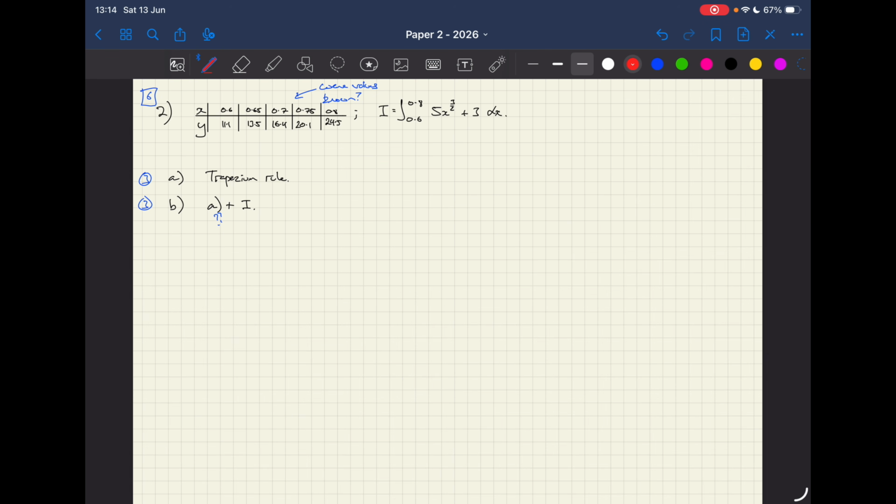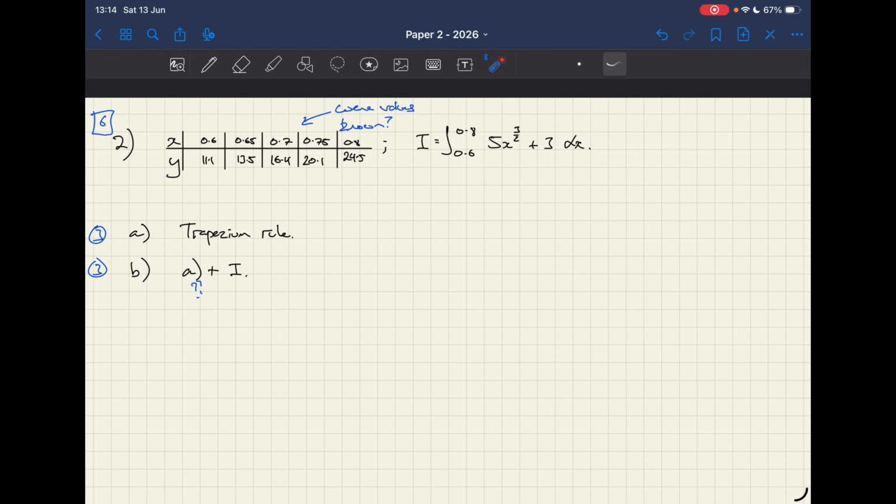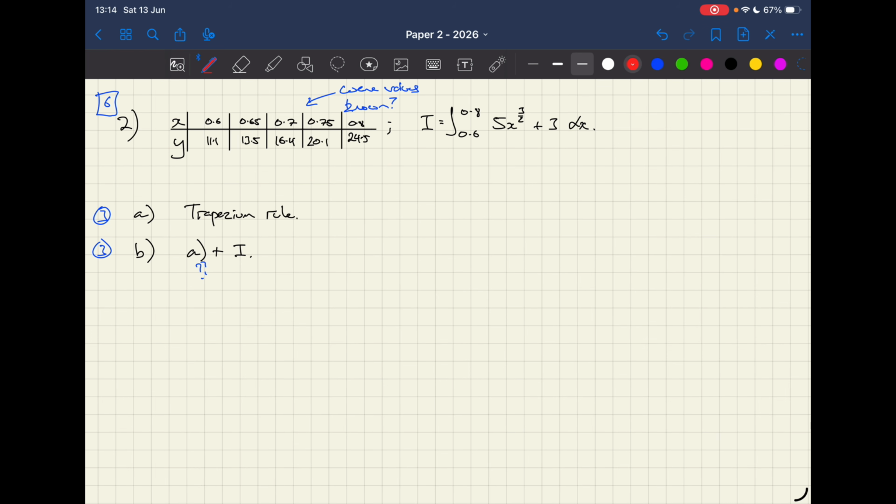Question number 2 then, what do we get? Yeah, some trapezium rule. I wasn't sure if you were given this just like the table or you had to fill it in or something like that. But yeah, we get trapezium rule. Fill in those values if you weren't given them. We also get some integration to do for the second part. So that's going to be fact B.